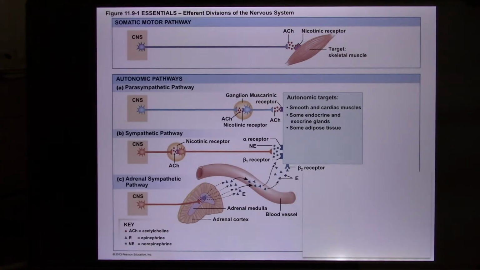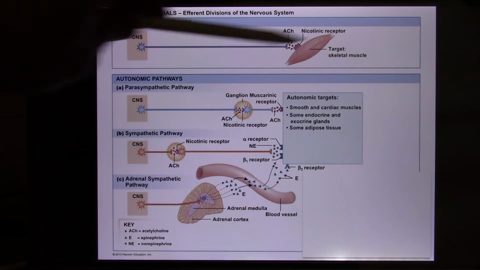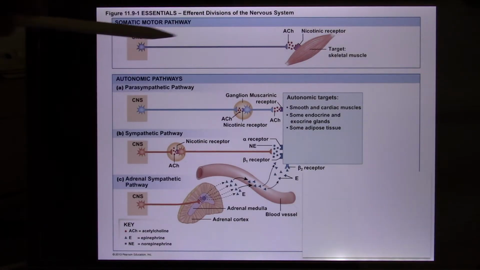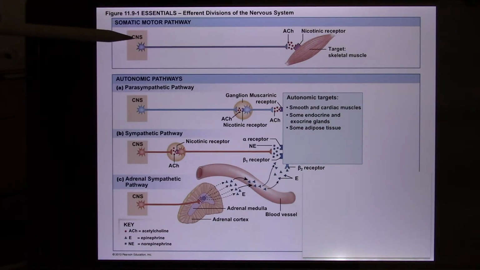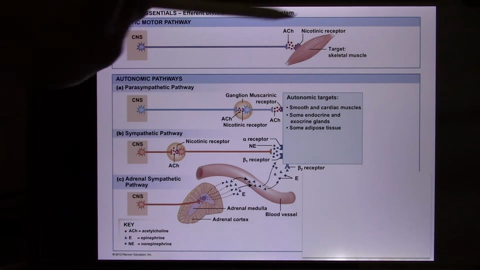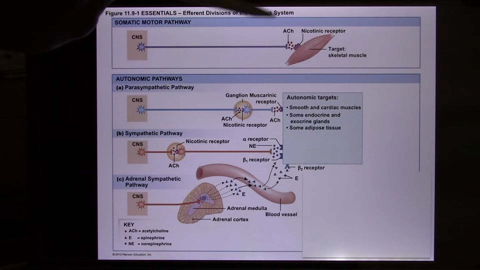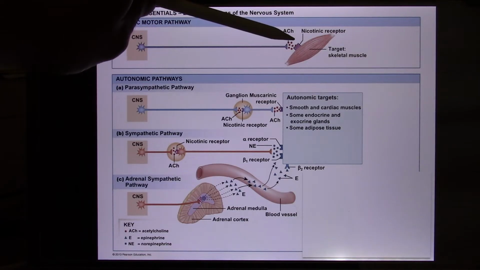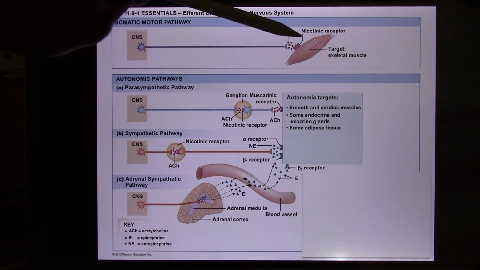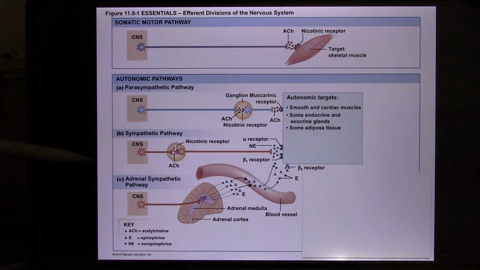And these slides compare the somatic. Somatic only has one neuron reaching the target. So from your vertebrae, usually the spinal cord, it will go to your target and release acetylcholine, and the muscle has nicotinic acetylcholine receptors. Now let's look at the autonomic.